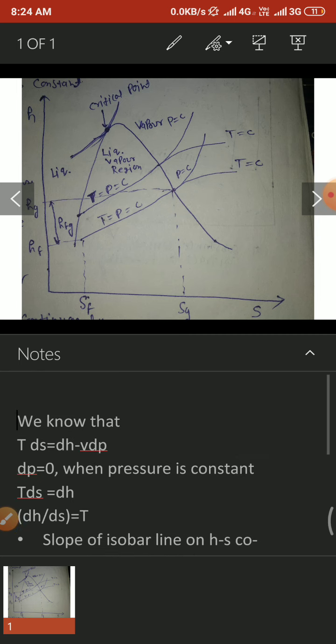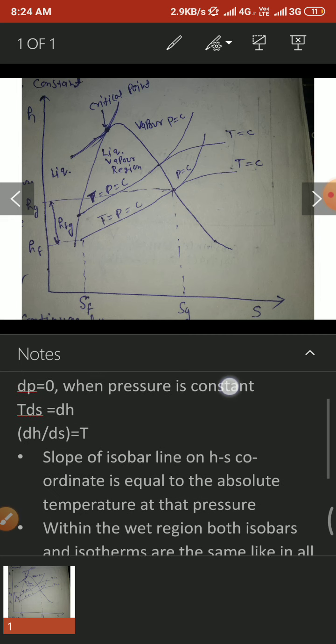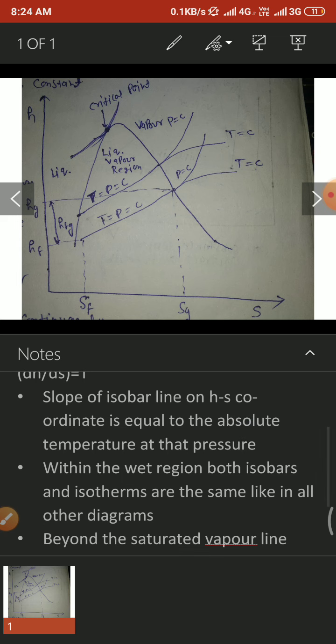Now we know that entropy equation TdS is equal to dH minus VdP. Now dP is equal to 0 when we assume pressure is constant. Now from this, TdS is equal to dH. dH by dS is equal to absolute temperature. Now point 1, slope of isobar line on HS coordinate is equal to the absolute temperature at that pressure. इस प्रेशर पे अगर प्रेशर कांस्टेंट है तो dH over dS is equal to absolute temperature.